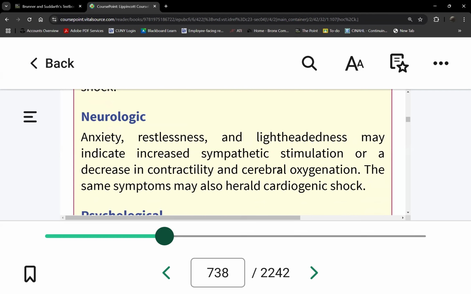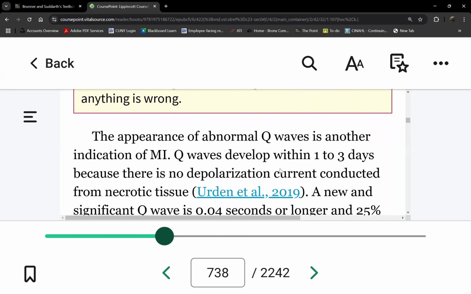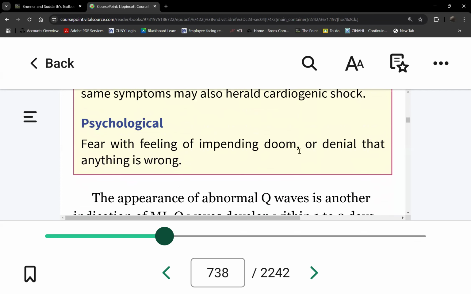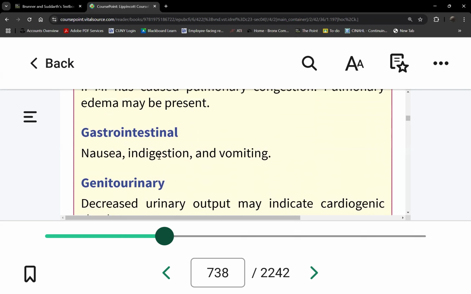And just like in shock, because cardiac output suffers here, there will be changes in the mental status. And of course, the feeling of impending doom. Not mentioned here is, even though in the GI it says nausea, indigestion, and vomiting, some patients will also have incontinence. So it may complicate things because now you're dealing with the heart attack, plus you're smelling the BM at the same time.